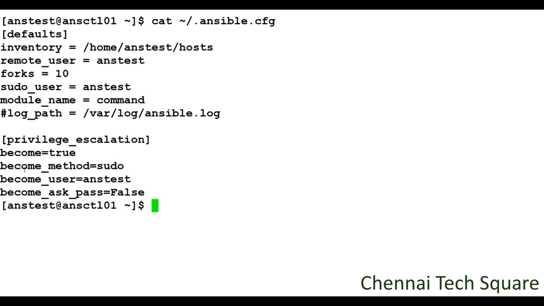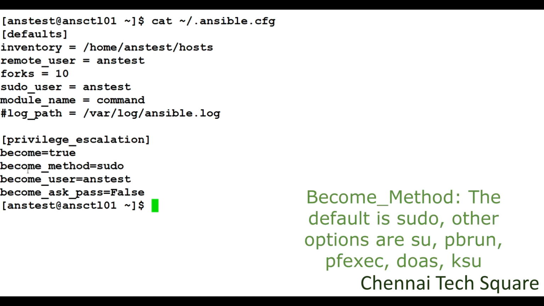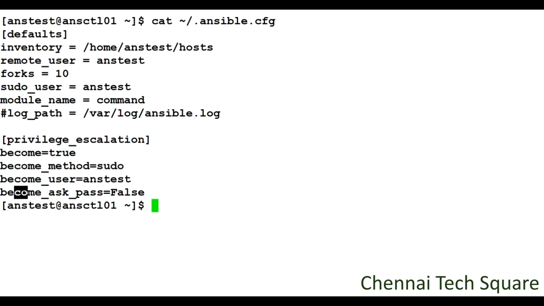Next one is become_method, which is used to set the privilege escalation method. The default is sudo. Other options are sudo, pbrun, which is PowerBroker, pfexec, doas, and ksu. And become_user is the user who gets the privileged access to run commands on the target host. The default is root. The last attribute is become_ask_pass. If it's set to true, then when we execute the Ansible playbook, it asks for the password for the become_user account on the target host.